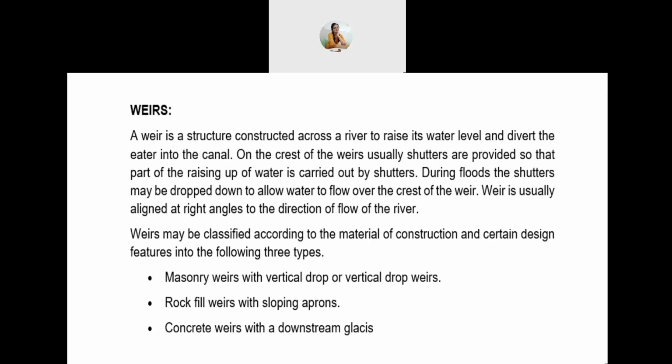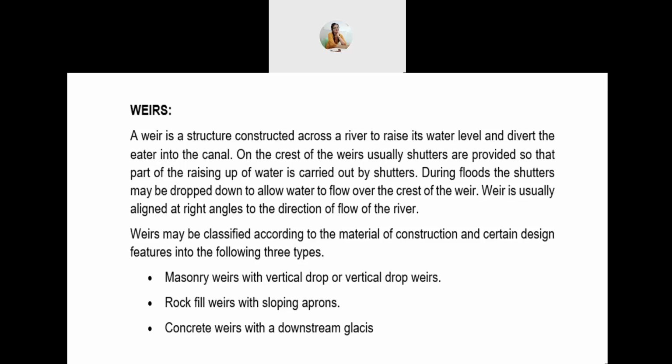The second topic is weirs. So, what is a weir? A weir is a structure constructed across the river to raise its water level and divert the water into the canal. On the crest of the weirs, usually shutters are provided so that part of the raising up of water is carried out by shutters.